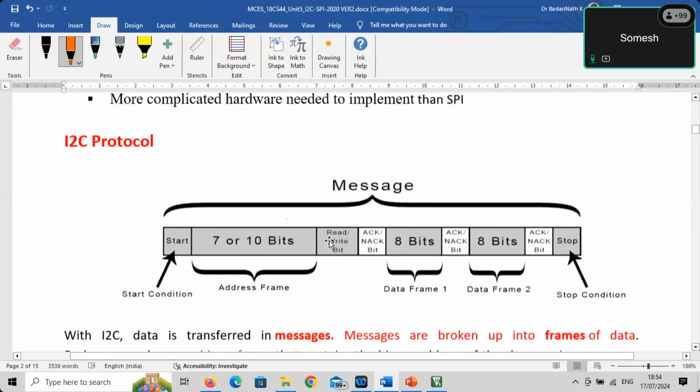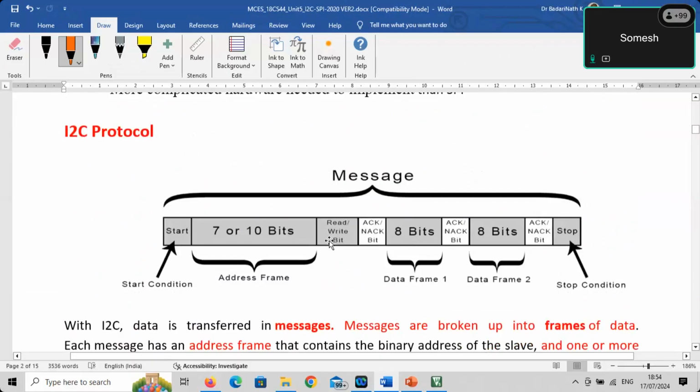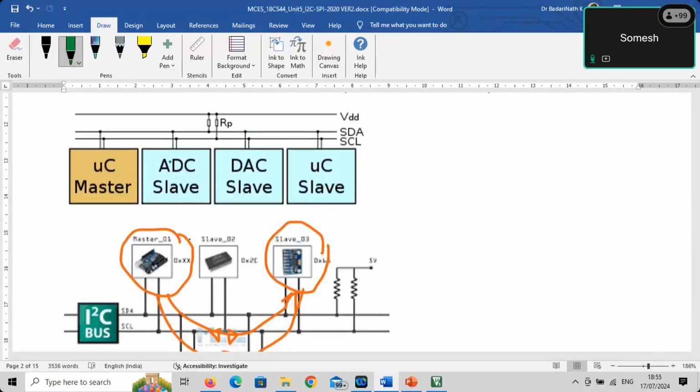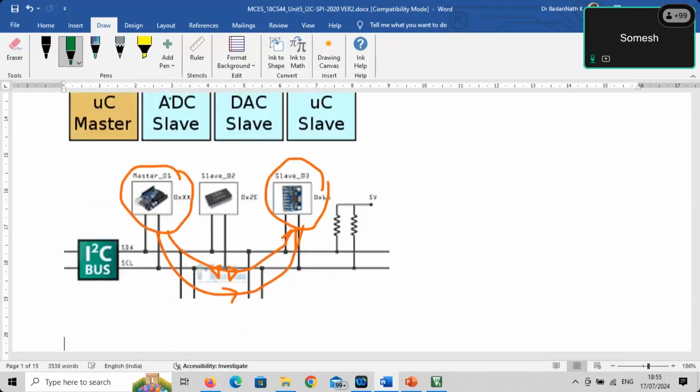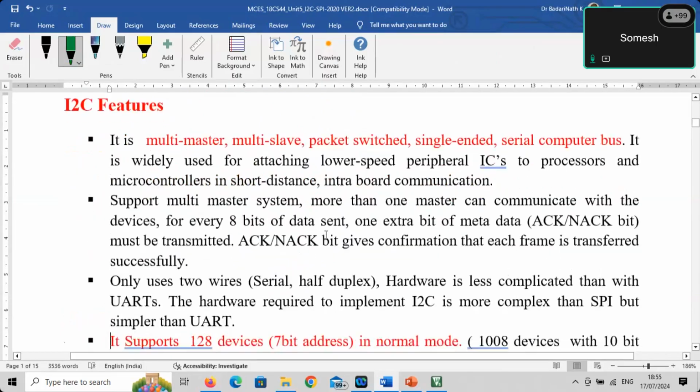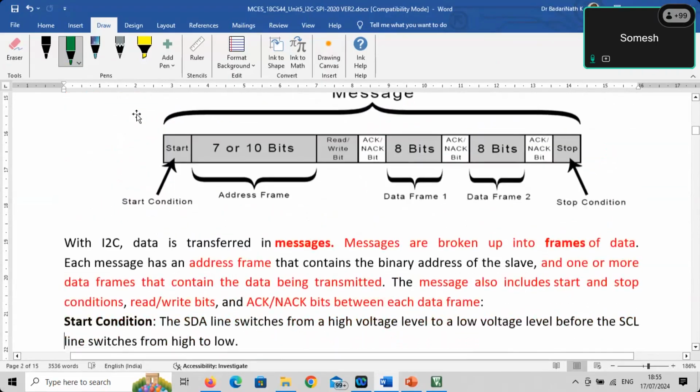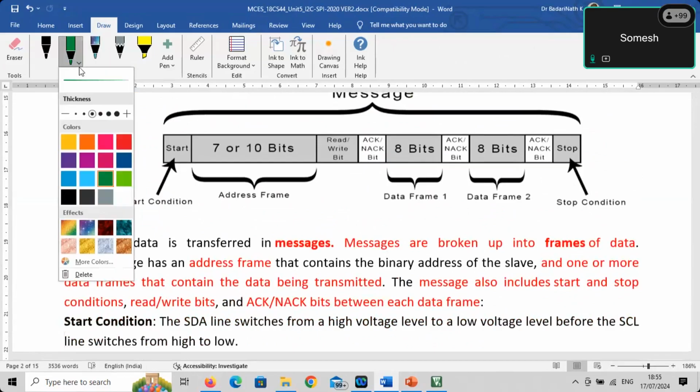Now let's understand how the I2C protocol works. The I2C protocol is implemented in terms of messages. Let's say the master is there and the master wants to communicate to the slave. So how does the protocol work? Well, let's understand that for a moment.